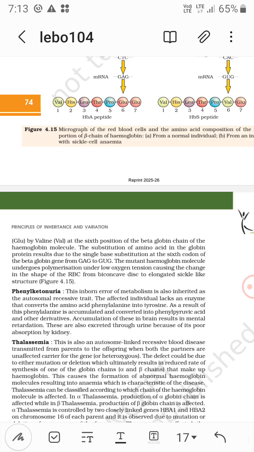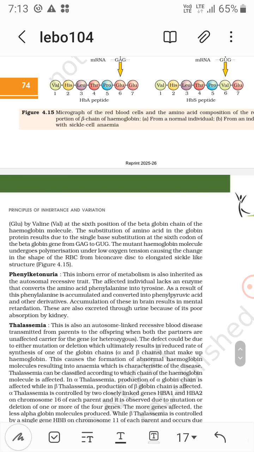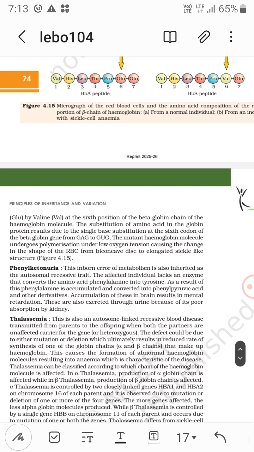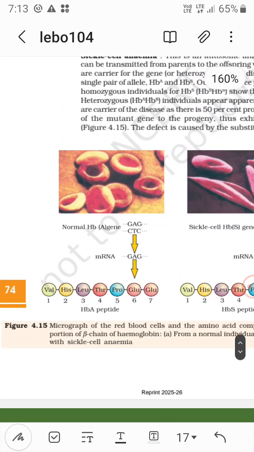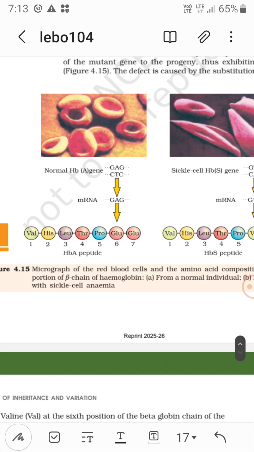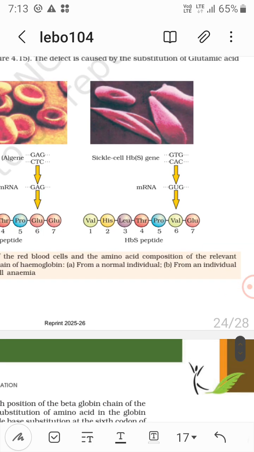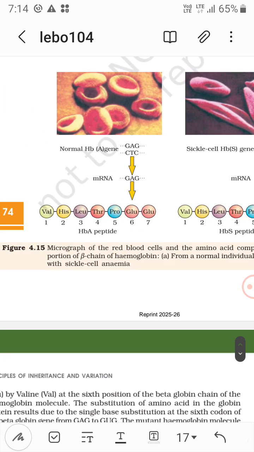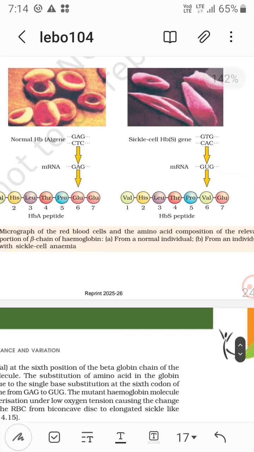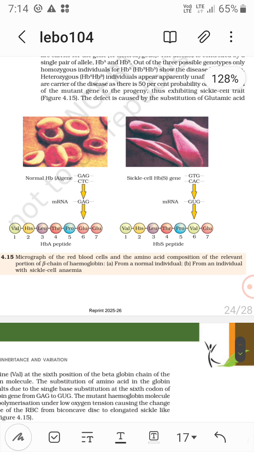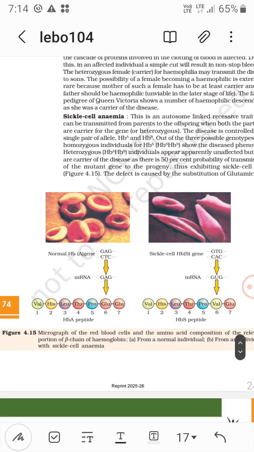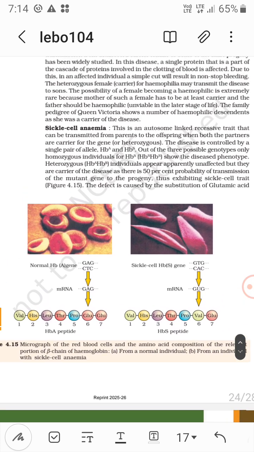The mutant hemoglobin molecule undergoes polymerization under low oxygen tension, causing the change in the shape of the RBC from the biconcave disc to elongated sickle cell like structure. So this is it, like you can see, a micrograph of the red blood cells and the amino acid compositions of the relevant portion of beta chain of hemoglobin. So first is from a normal individual, and second is from an individual with sickle cell anemia.